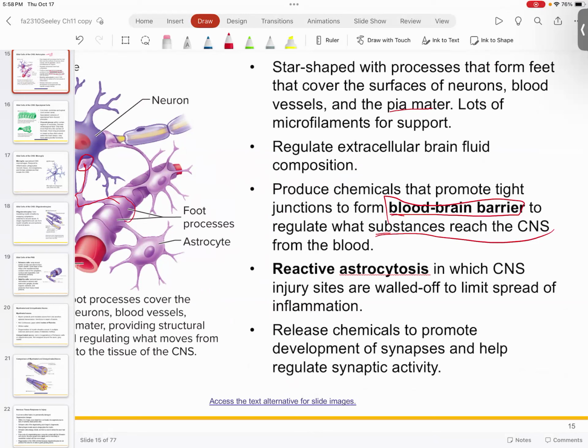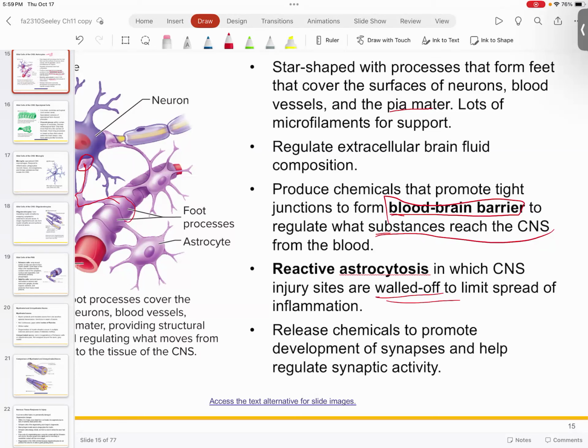And so oftentimes when you have compromises in this, you have reactive astrocytosis. This is basically where you have an injury site, and it walls off that injury site to cordon off or contain the inflammation, because inflammation can spread. You don't want widespread inflammation in your nervous system. Nothing good's going to come from that. And so this is one way to wall that off a little bit.